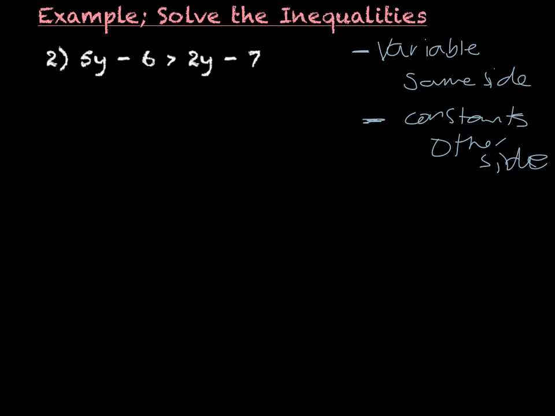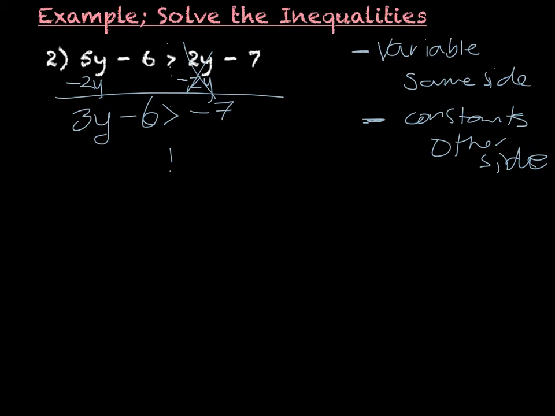So the first thing is you can either subtract the 5y over or you could subtract the 2y over. I'm going to subtract 2y from both sides of the inequality symbol. So that 2y is going to cancel out to 0, and we have 5y minus 2y, which is 3y, minus 6, which is greater than negative 7.